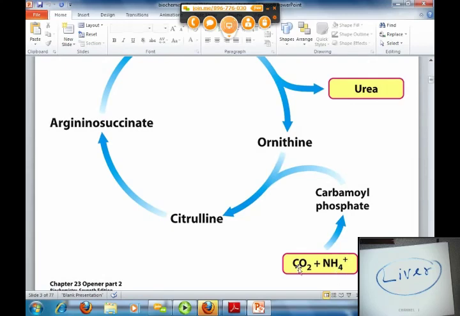So ammonium is toxic. And carbon dioxide plus ammonia form carbamyl phosphate. Both of them are unnecessary. They are excretory products for our system. So it enters into this cycle, the urea cycle.